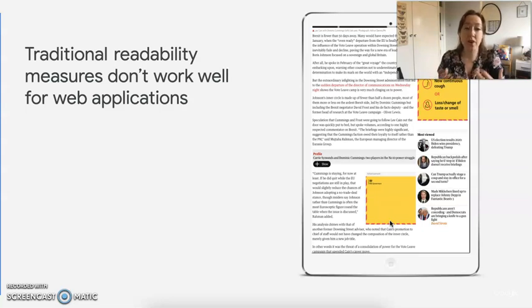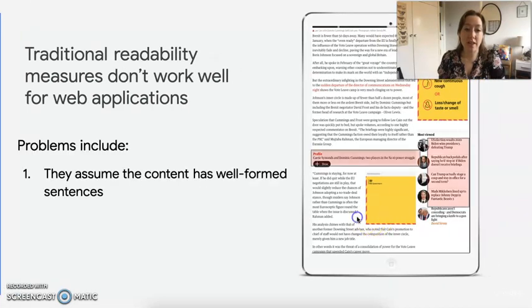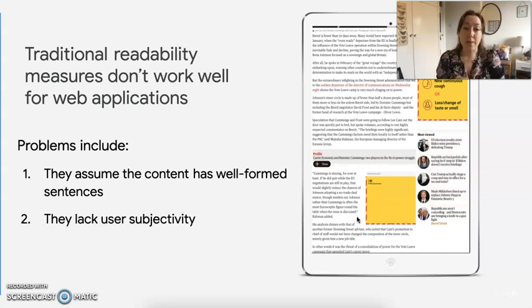However, traditional readability measures don't work very well for web applications, some of the applications that I was talking about. There are two main reasons for this. The first is that they typically assume content has well-formed sentences. And as most of us know, if you're working with online text, it can be broken, it can have images in it, and it can be noisy. This is a problem with both the formula-based metrics and also the machine learning approaches. And not only this, but they lack user subjectivity. Whilst a lot of these ways of predicting readability focus on the objective level of the text, there's also a way of leveling text that takes into consideration the level of the particular user.